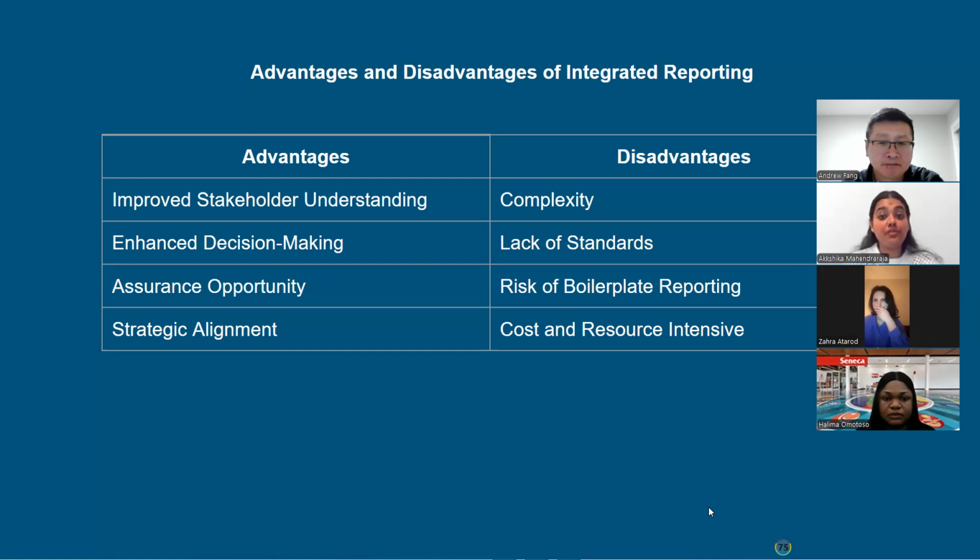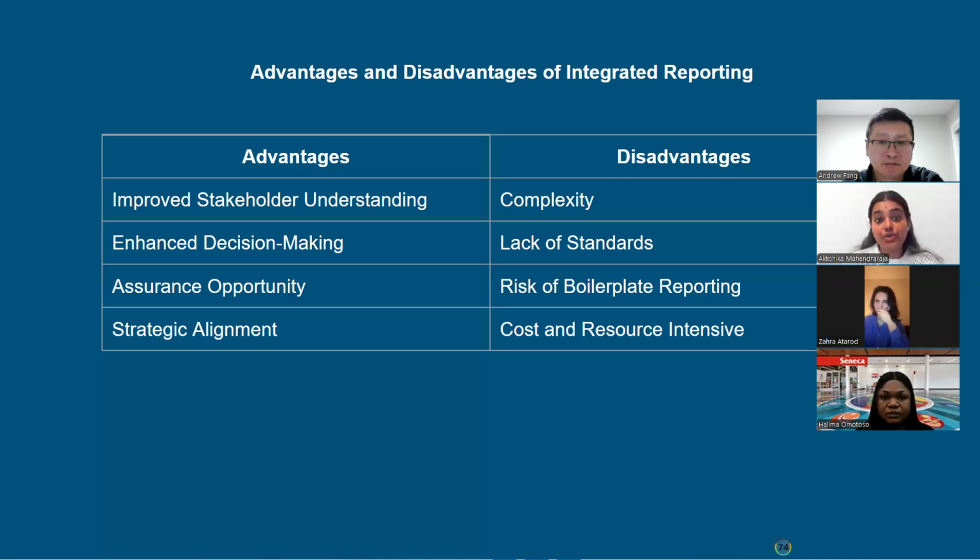Second one is improved decision-making. It combines financial metrics with non-financial indicators, offering a comprehensive view that aids both management and auditors in strategic planning. Third, assurance opportunities. It facilitates combined assurance engagements, streamlining processes and minimizing duplication of effort. Fourth one is strategic alignment. It demonstrates the connection between an organization's mission, risk, and capital allocation, enhancing the auditability of non-financial data.